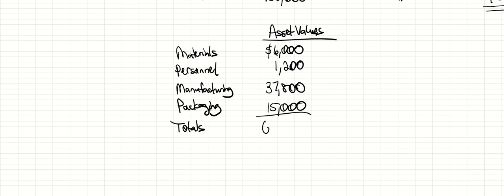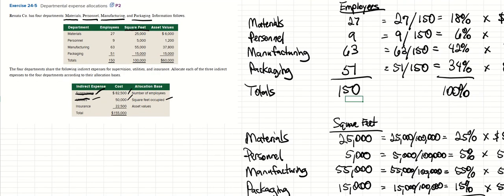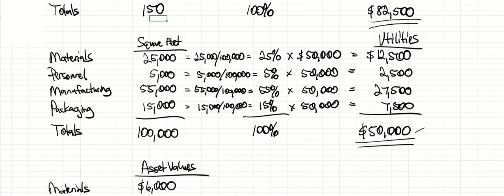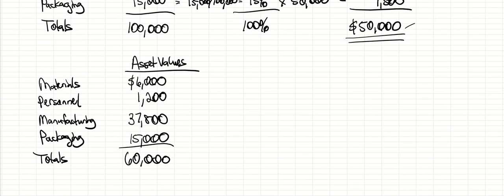So this total amount comes out to be 60,000. Just scroll up, just make sure I'm correct on that. Yes. Now, just like the last two, I'm going to take the asset value that occurred in each area and apportion it to the total amount of the asset values in all four areas. So this is going to be 6,000 for materials divided by 60,000. That's going to come out to be 10%.